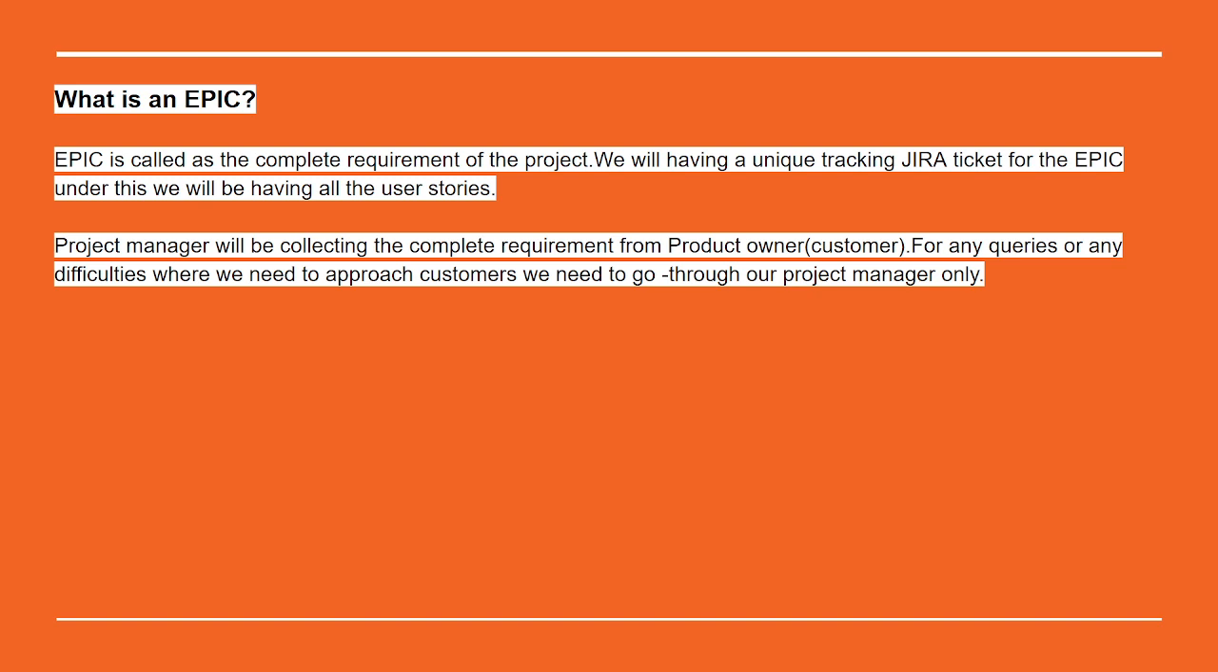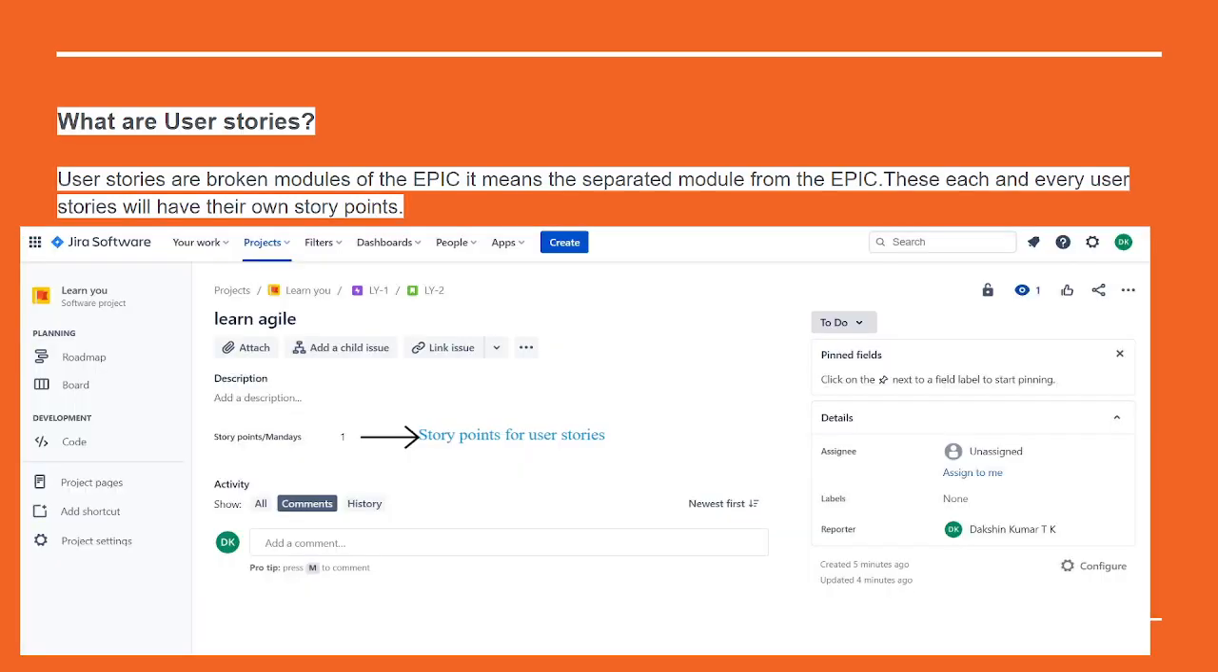Here the project manager is the person who will be collecting the requirement from the customers. The customer is also called the product owner. If the resource working in the Agile methodology requires any clarification, then he has to reach through the hierarchy model. That is, he has to reach his team lead, and then his scrum master, and then they have to reach the project manager, and then they have to come to the customer. So what is a user story?